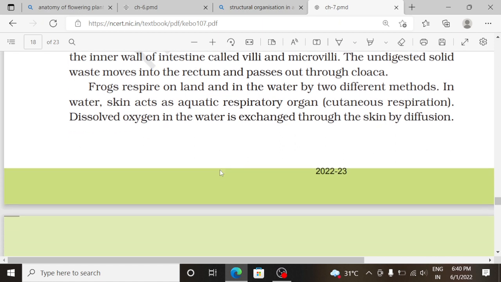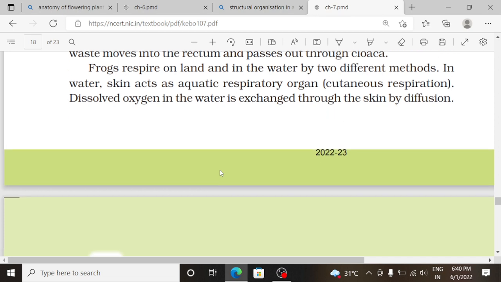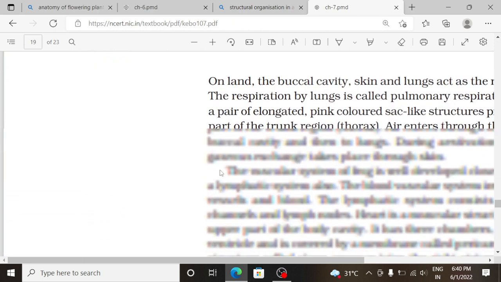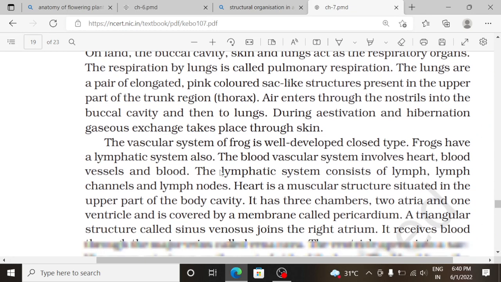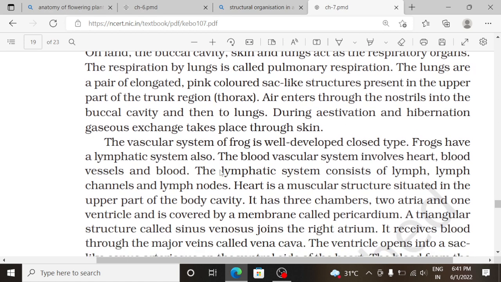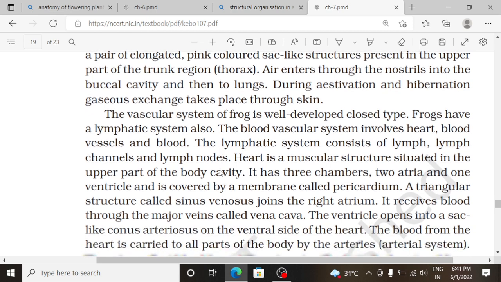Frogs respire on land and in water by two different methods. In water, skin acts as aquatic respiratory organ, that is cutaneous respiration. Dissolved oxygen in the water is exchanged through skin by diffusion. On land, the buccal cavity, skin and lungs act as the respiratory organs. The respiration by lungs is called pulmonary respiration. The lungs are a pair of elongated pink-colored sac-like structures present in the upper part of the trunk region, that is thorax. Air enters through the nostrils into buccal cavity and then to lungs. During aestivation and hibernation, gaseous exchange takes place through skin.